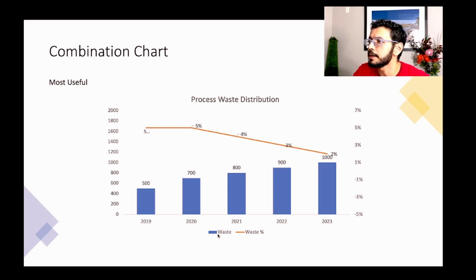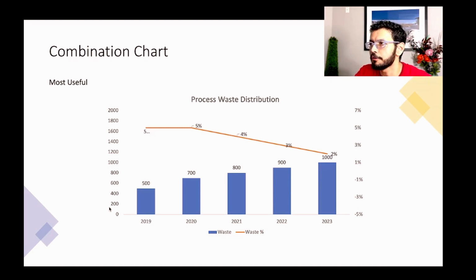The last one is a combination chart, and this is something that is typically used a lot in the finance industry where I work. The reason is that it gives you multiple dimensions to show the data. So let's take a look at the example over here. On the y-axis on the left-hand side, you have the total waste that is being generated as part of any process.